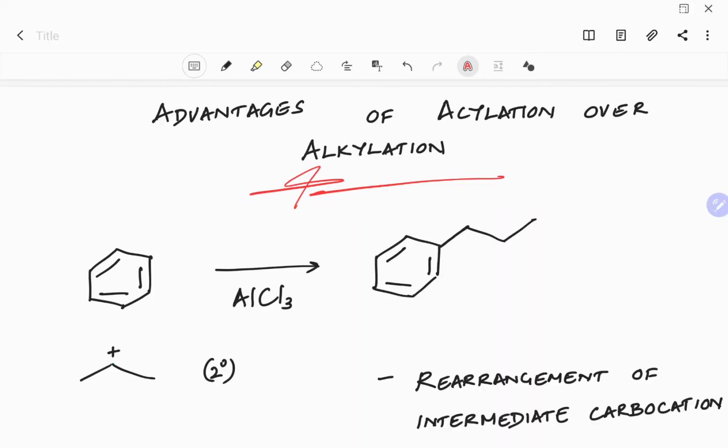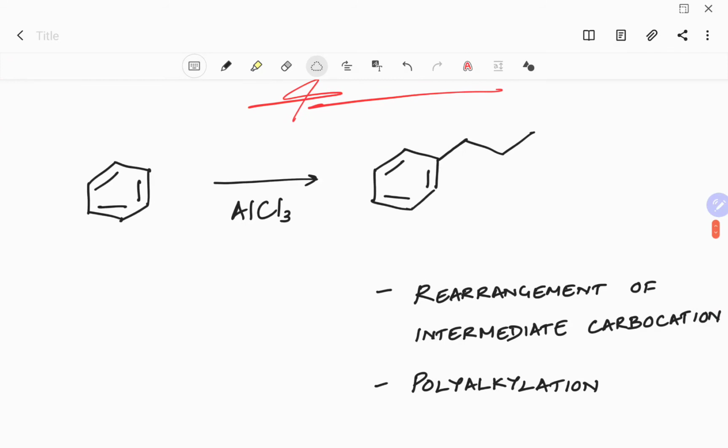One of the most important things about this Friedel-Crafts acylation is that it is an excellent substitute for Friedel-Crafts alkylation, primarily because of certain reasons. So if you remember Friedel-Crafts alkylation, it had some severe limitations.